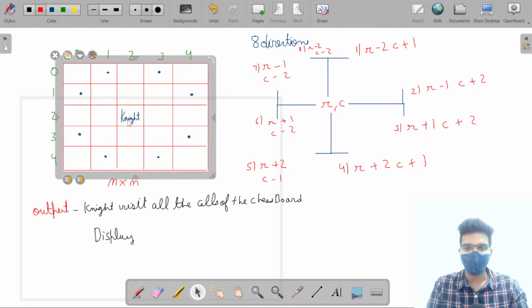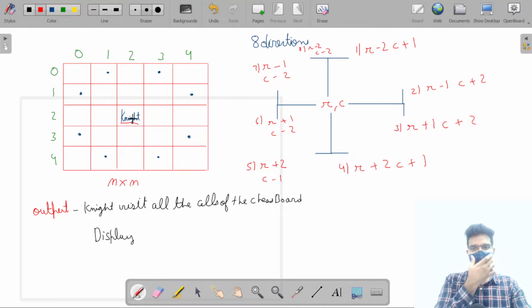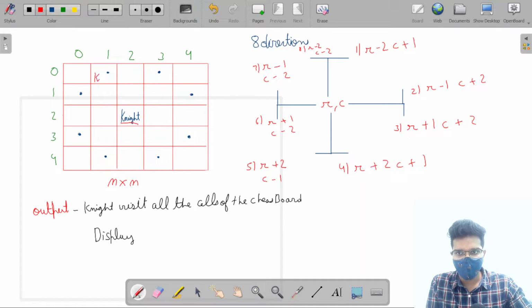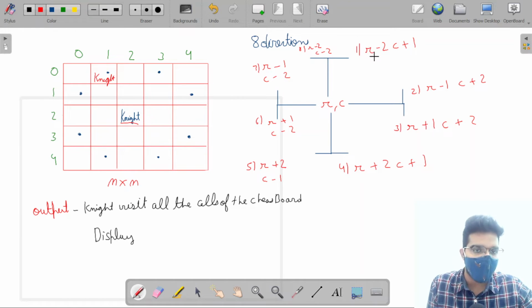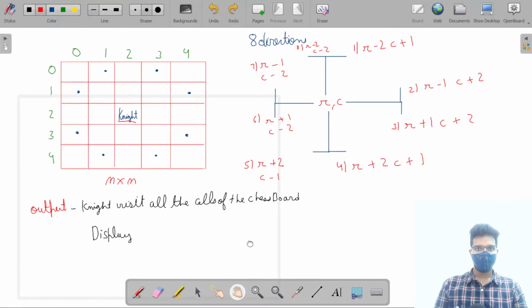Okay, so here is your knight. Now let's say your knight is here, and you try to move using the first move, R minus 2, C plus 1. Of course, you will get out of the matrix, so for that you also have to handle some invalid cases.